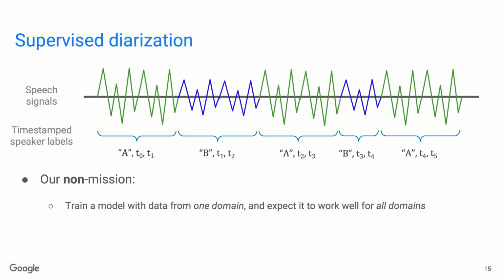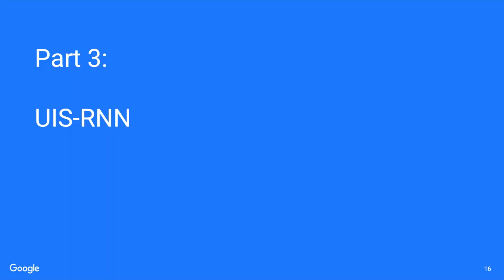This is not a problem only for speaker diarization. It's basically for all supervised learning problems. For ASR, you cannot expect that you train an ASR model on telephone speech data only and expect it to work well on YouTube data, right? Okay, so much for clustering. Let's get into the hardcore of the paper, UIS-RNN.